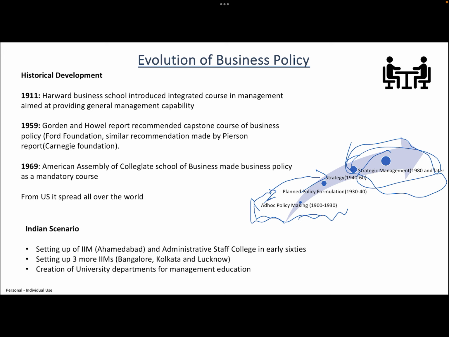So in the initial years, Harvard Business School introduced an integrated course in management aimed at providing general management capabilities. In earlier days, people used to be more specialist. An engineer used to focus on production capabilities, finance guys used to focus on the finance area. But in 1911, they started general management capability. Strategic management is a general management capability. It is not a specialized management capability.